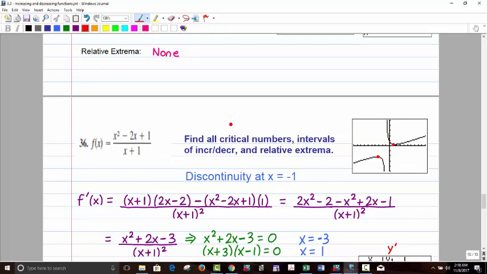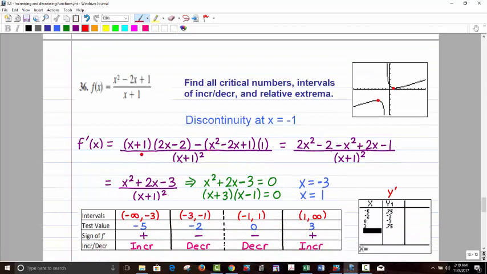Find the critical numbers, increasing, decreasing, relative extrema, all that same good stuff here. We have a discontinuity at -1, automatically, divide by 0. Now we're taking the derivatives. I'm going to skip the basic, I hope you can do a quotient rule by now, but obviously it's bottom times the derivative of the top minus top times the derivative of the bottom over the bottom squared.